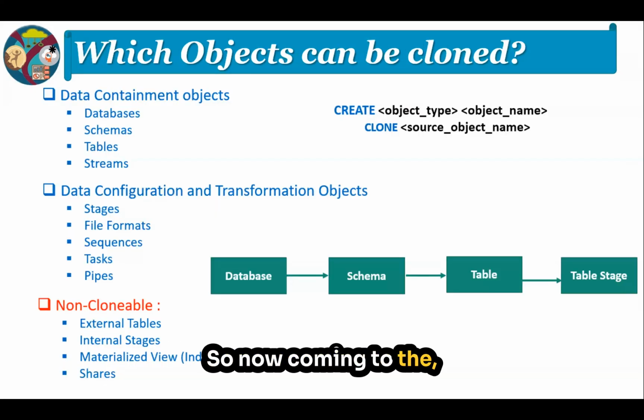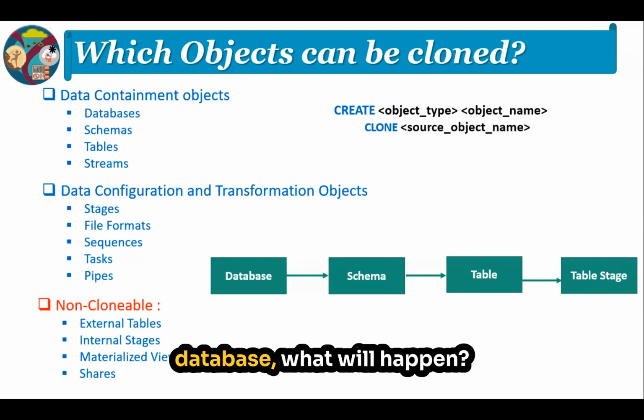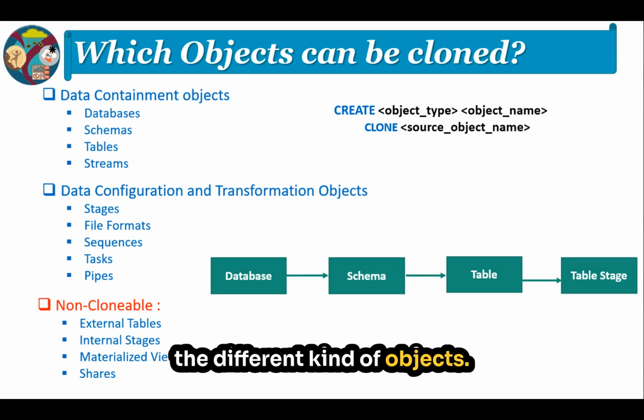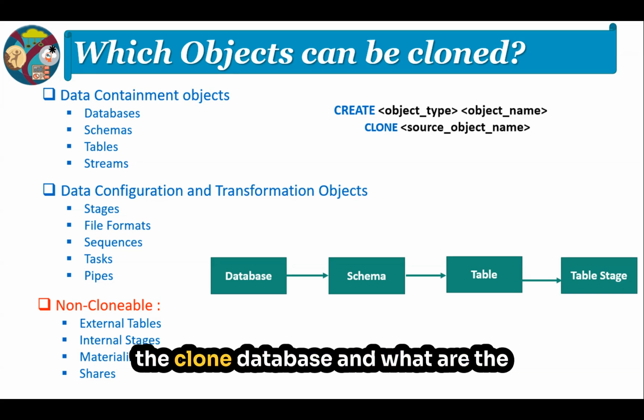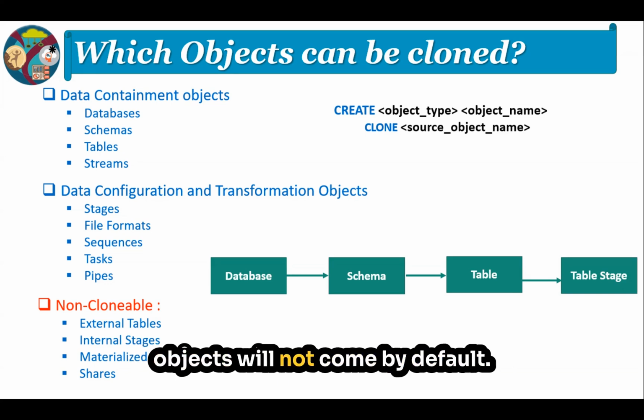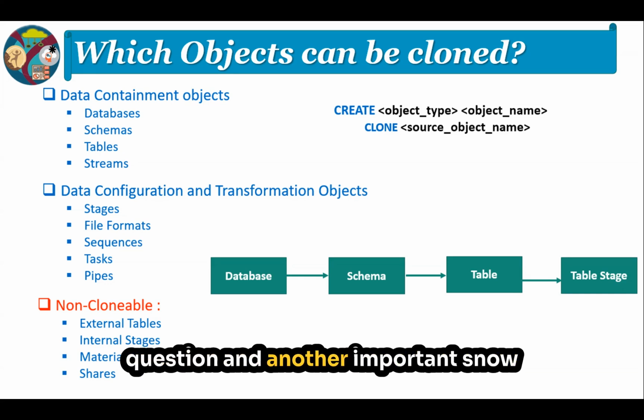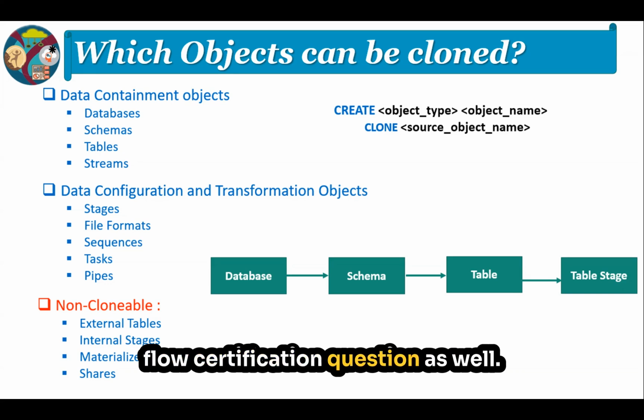Now, when we are cloning a database, what will happen? Basically, a database contains different kinds of objects. So what are the clonable objects and what are the non-clonable objects? Which means when I clone this particular database, which objects will be cloned into the clone database and which objects will not come by default? This is another important interview question and another important Snowflake certification question as well.